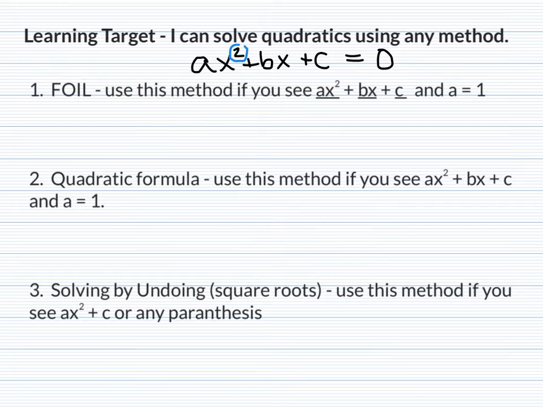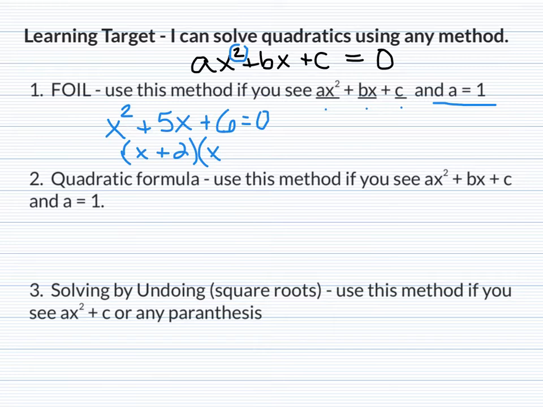First way is to FOIL. So we're going to use this method if you see three terms, ax squared plus bx plus c, and a equals 1. Okay, so anytime you see like x squared plus 5x plus 6, we're going to think, hey, way long time ago, we set that equal to 0. We factored it into what multiplies to get that 6 that adds up to 5. We said, oh yeah, that's x plus 2 times x plus 3 equals 0. And then we set both parts of that equal to 0, and we got two solutions.